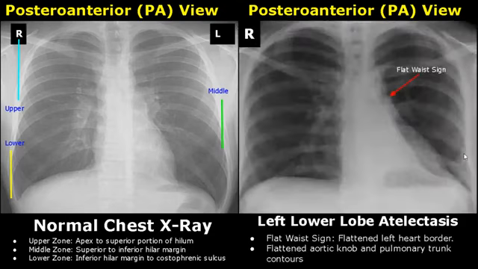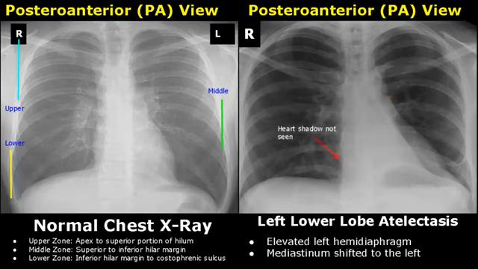Flat waist sign is another feature of left lower lobe collapse. The left heart border will be flattened. The aortic knob and pulmonary trunk contours are also flattened. In the normal image, you can see the aortic knob very well, whereas over here it is flat.